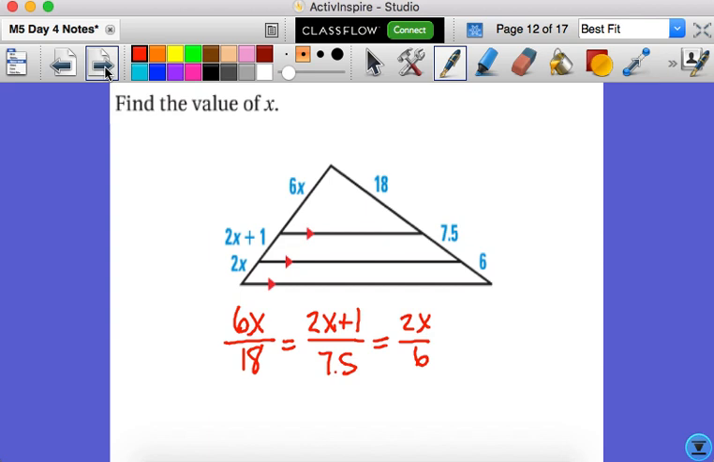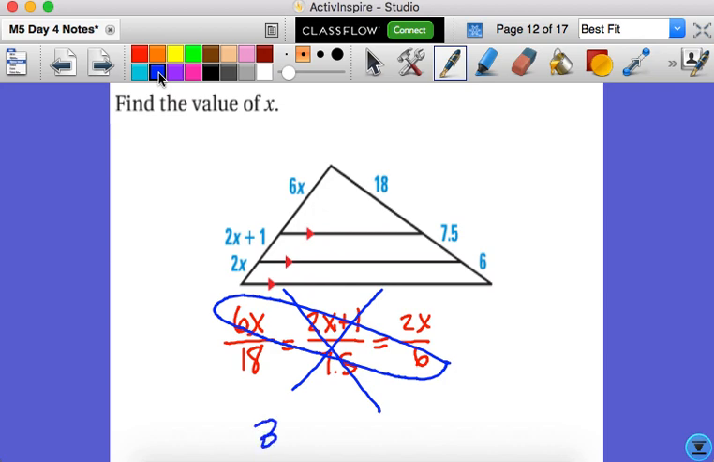So if it were me, I would probably ignore the one in the middle because it's got a binomial in the top. And then I would just cross multiply 6 times 6x, that's 36x, equals 18 times 2x, so that's also 36x. So in this case, x could be anything it wants to be, right? So with that, I may want to go back and look at some of the other proportions, because in that case, I end up with a true statement. 36x equals 36x all the time. So that's not going to help me solve for x.